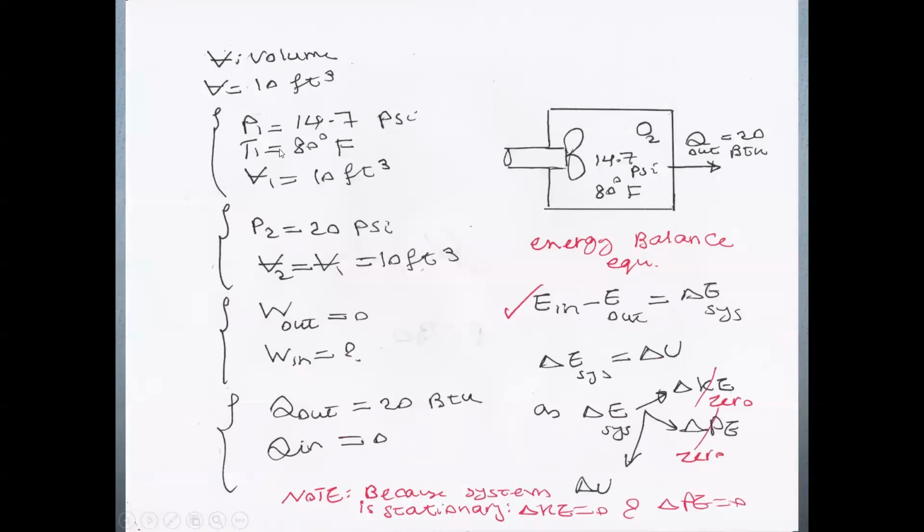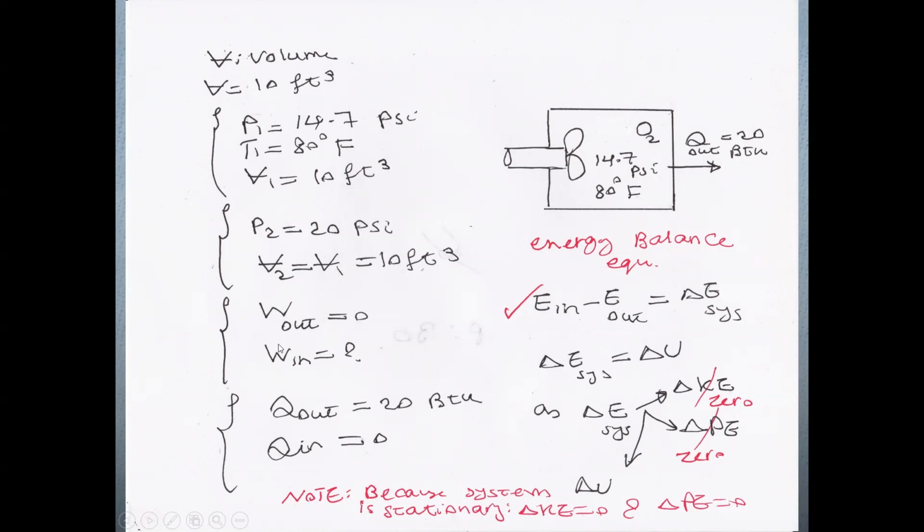We know P1 is 14.7 psi, pound per square inch. T1 is 80 degree Fahrenheit. Volume at state 1 is 10 feet cubed, as mentioned. P2 is 20 psi. And volume doesn't change. The rigid tank. So another piece of information we have about state 2 is V2 is the same as V1, and it is still 10 feet cubed, which is the volume of the tank.